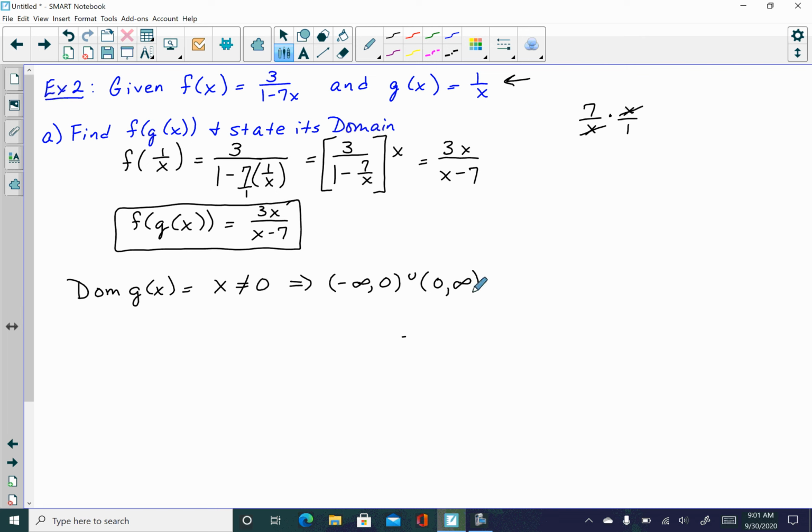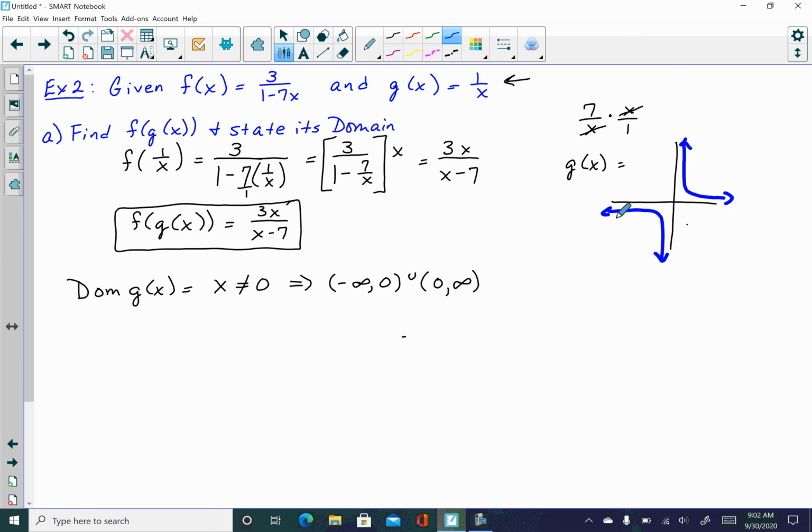And you know what might be helpful here is to graph 1 over x, just so you can see that in your calculator. So if you go to graph 1 over x, the graph of g of x looks like this. That's the graph of g of x.